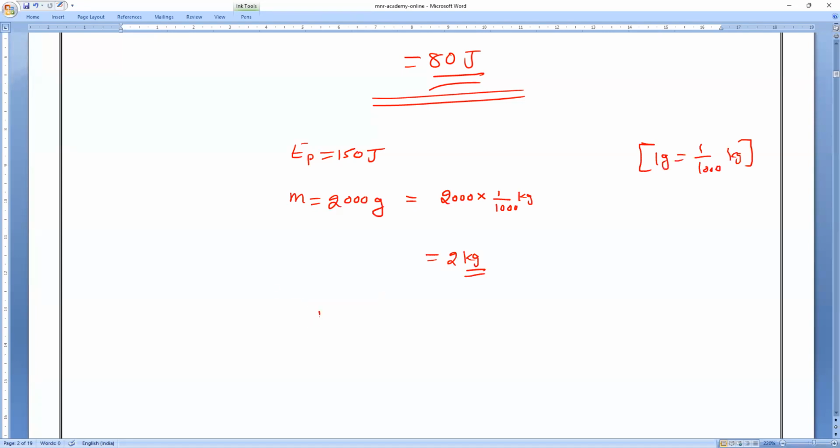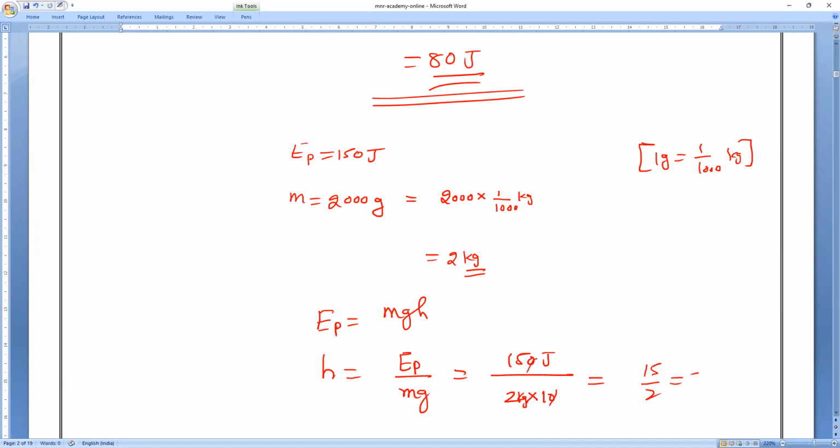Then we can find it. Potential energy is equal to mgh. So what is h equal to, everybody? Potential energy divided by mg. So initial potential energy is 150 joules, mass is 2 kg, and g value is 10. So the 0s will get cancelled. 15/2 is equal to how many meters? 7.5 meters. Am I right?